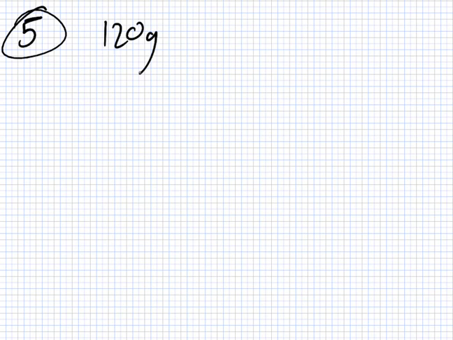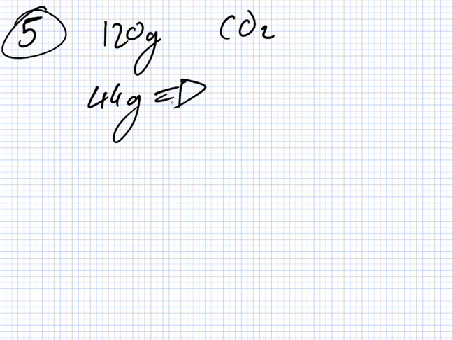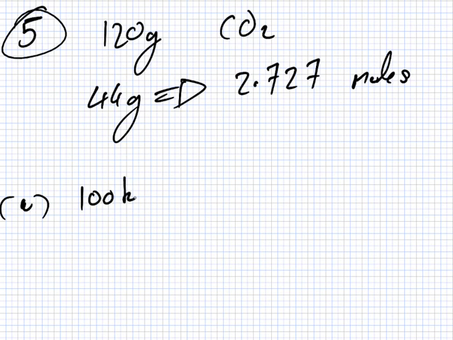Again, it's 120 grams of CO2, and the molar mass is 44 grams. So that means you have 2.727 moles per kilometer. How many moles are produced in 100 kilometers? Well, that's really easy, because in 100 kilometers, it's going to be 100 of these, if this is every kilometer. So that means we have 272.7 moles.